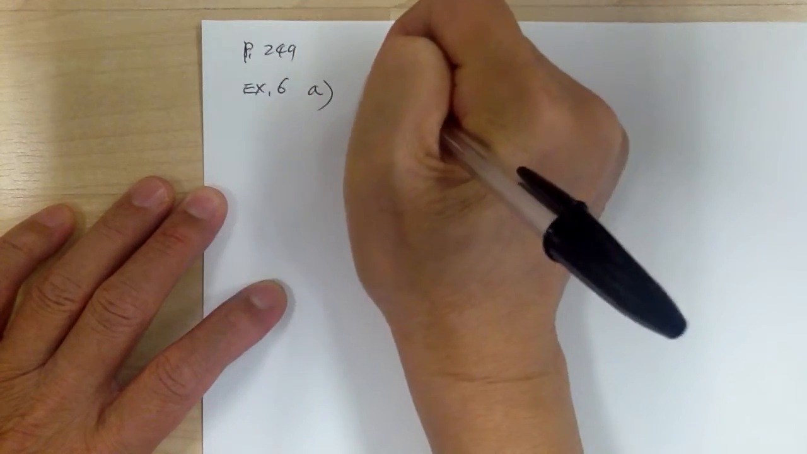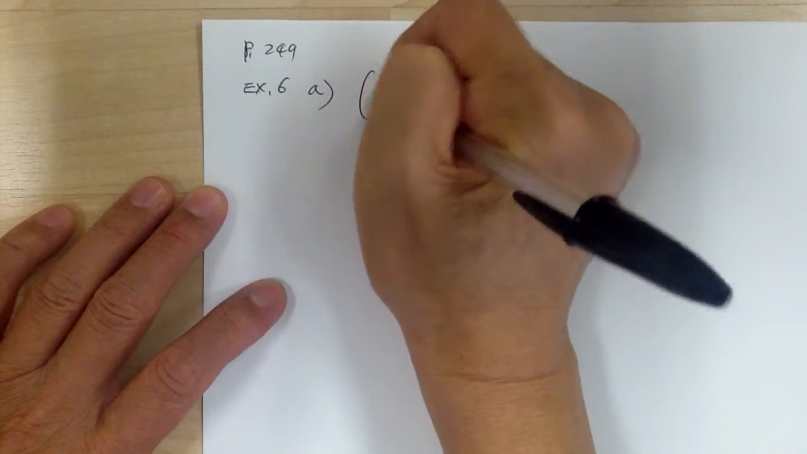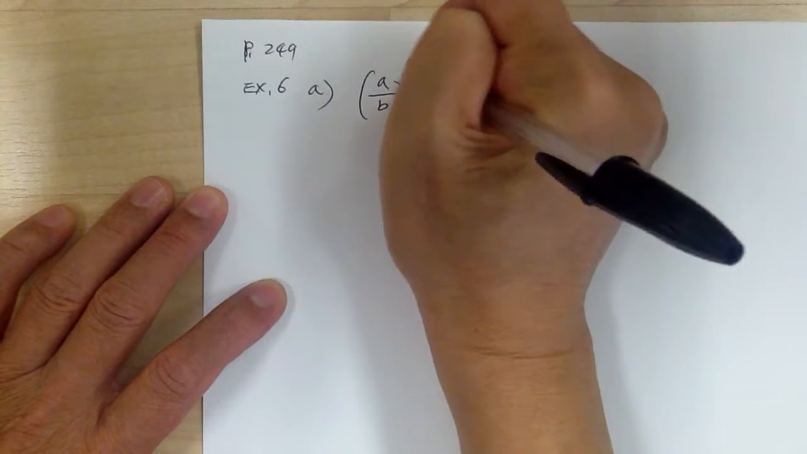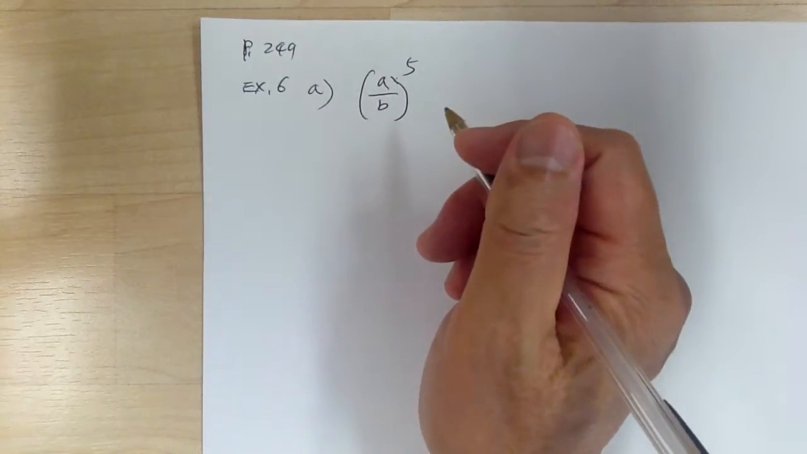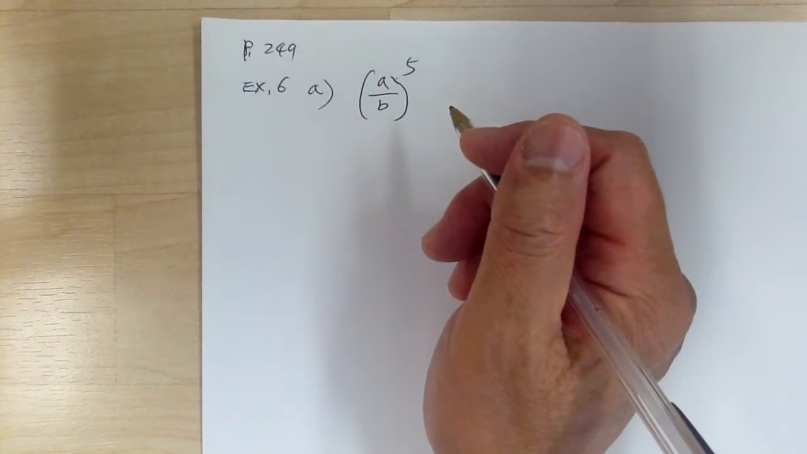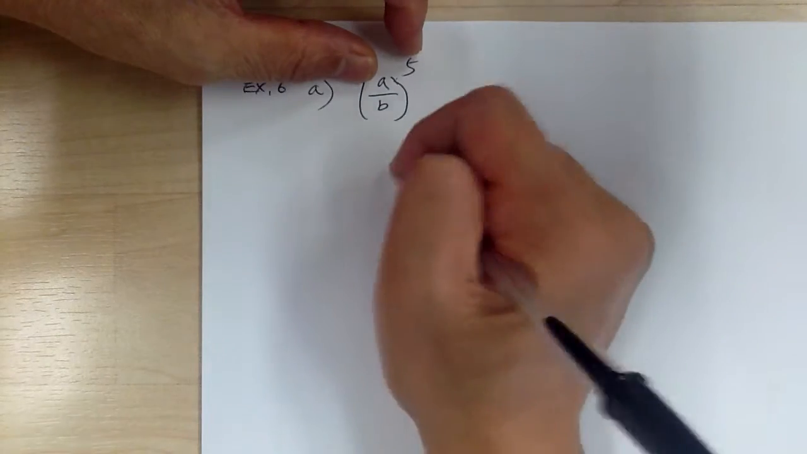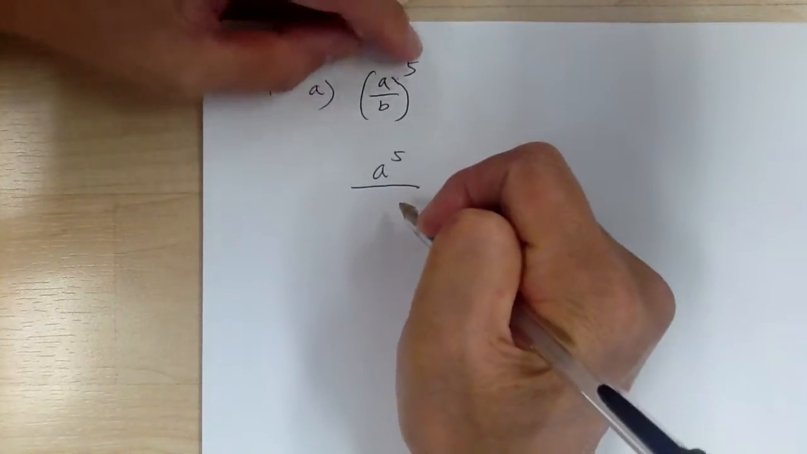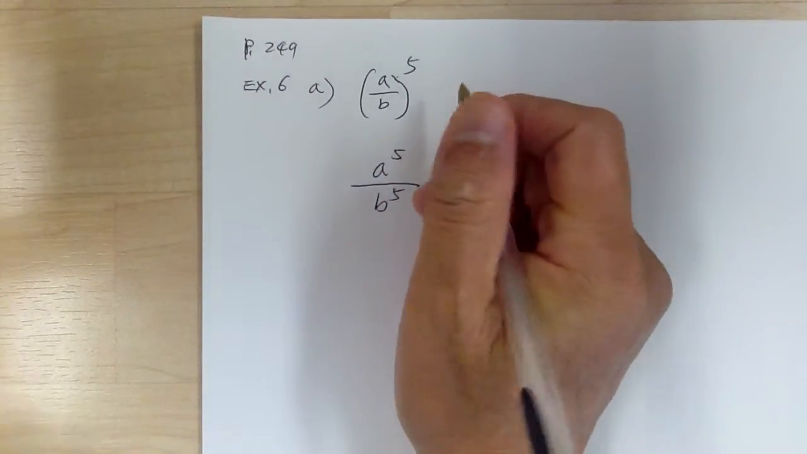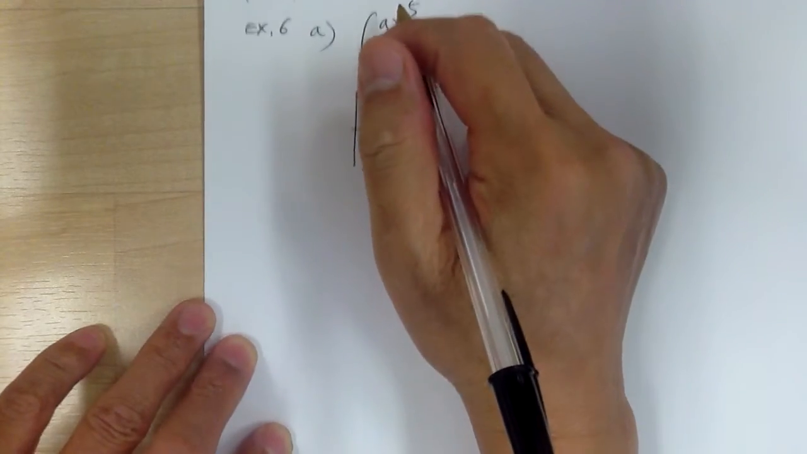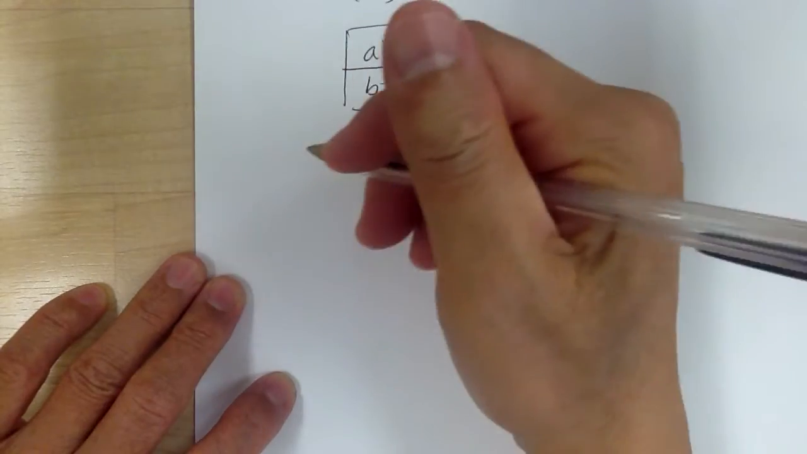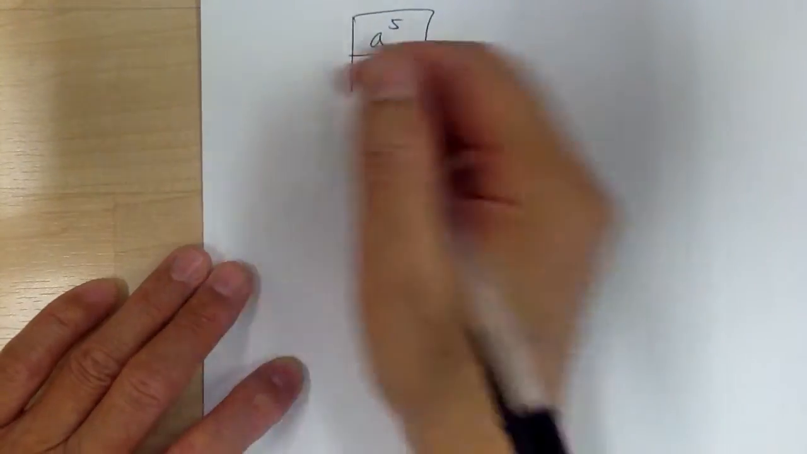For A, now you have more parts. So you got A over B to the 5 power. So you can just apply the power rule to each part. Doesn't matter if it's on the top or on the bottom. So A to the 5 power is A to the 5. B to the 5 power is B to the 5. And that's it. So you just apply this to each part. When you have more than 2 parts, it doesn't matter how many parts you have. You just apply that.